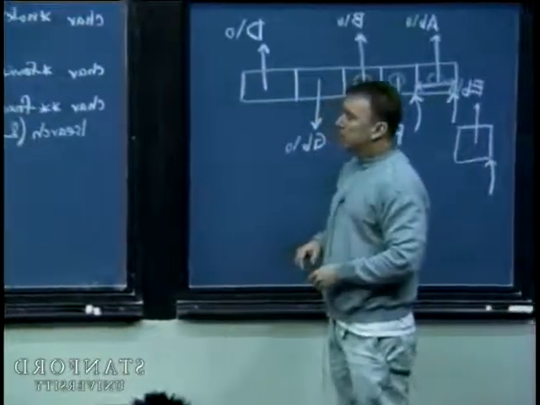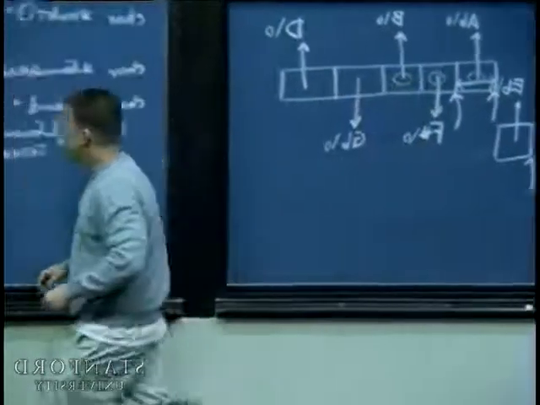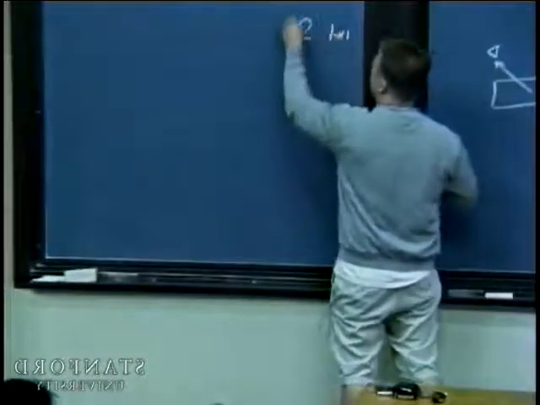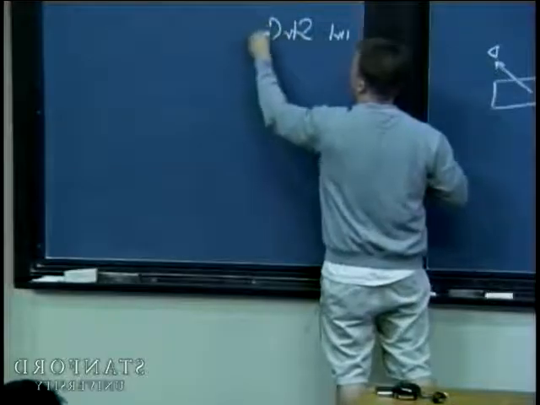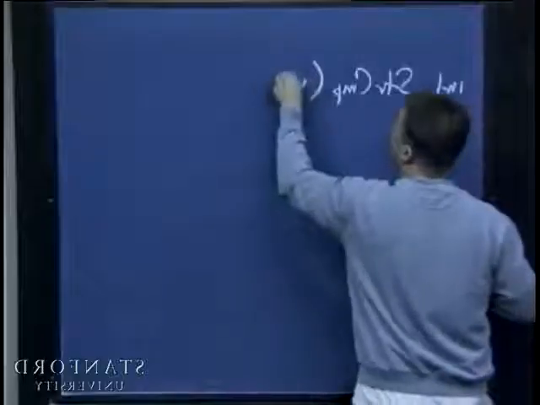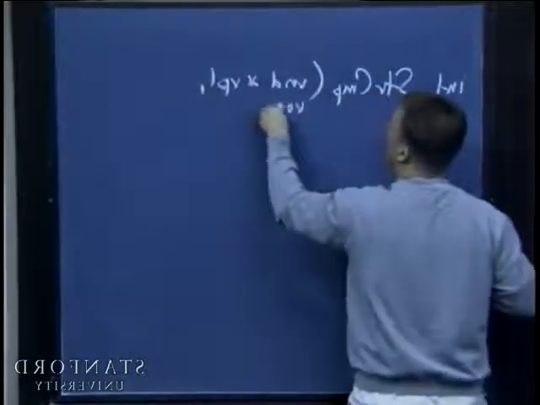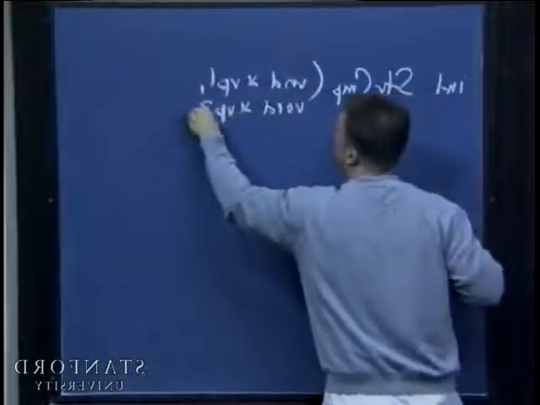Okay, so I have to write strcmp. I'm going to do it over on this board. Int capital S t r capital C M P takes 2 void stars. Going to come up with better names this time. Void star VP1, void star VP2.